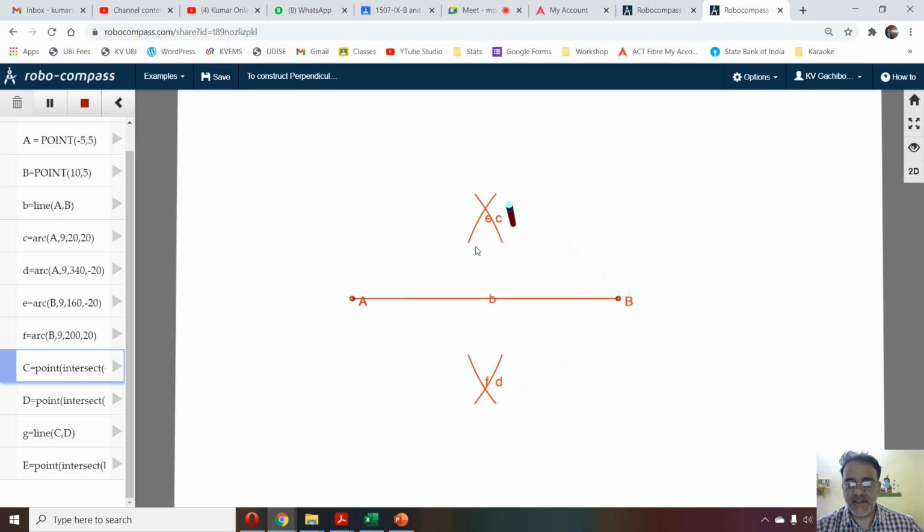Okay, intersect at point C. This is point C and this is point D. Now we have to join CD. And the point which intersects AB, call it point E. So E is the midpoint of AB and this line is perpendicular to this one. Okay, so this is how to construct perpendicular bisector. Now we'll see the next one.